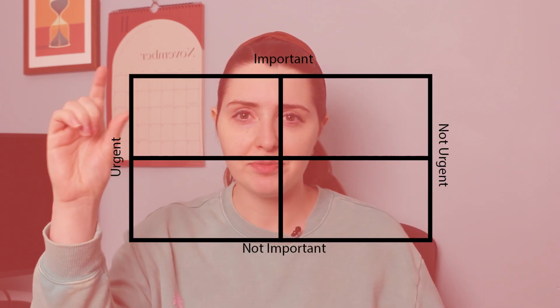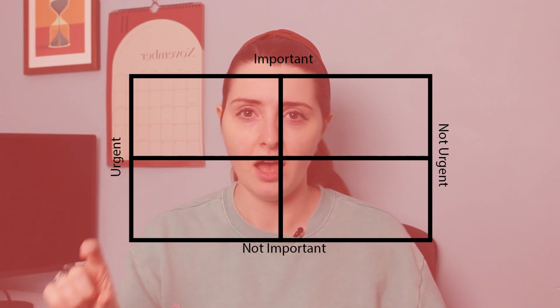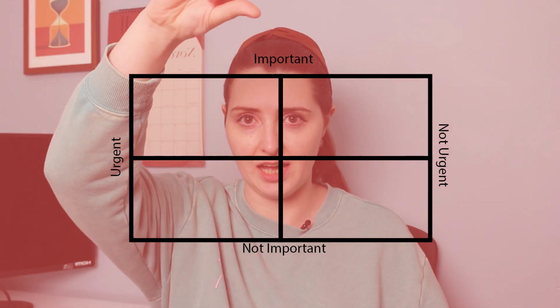The Eisenhower Matrix is much simpler than the 9-square method, and it's really just a decision-making framework about what you're going to spend your time on in a given day. The Eisenhower Matrix looks like this. You have 1 square, and you divide it into 4 quadrants. On the top, you have important tasks. On the bottom, you have not important tasks. On the left, you have urgent tasks. And on the right, you have not urgent tasks.